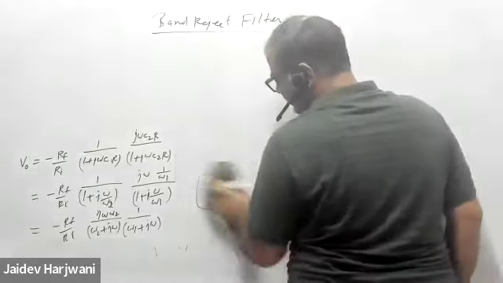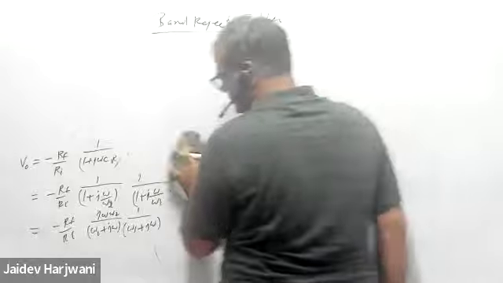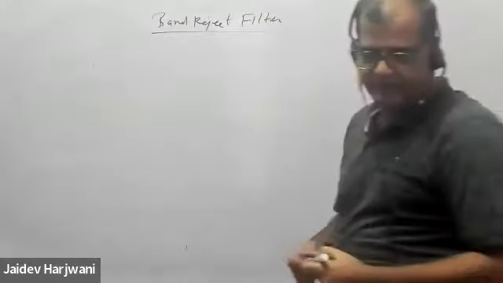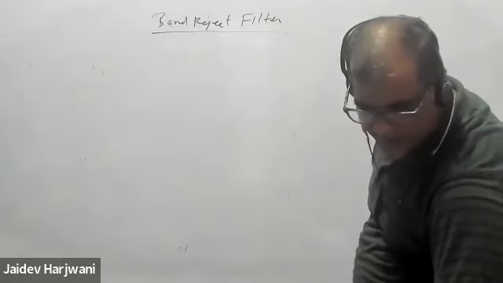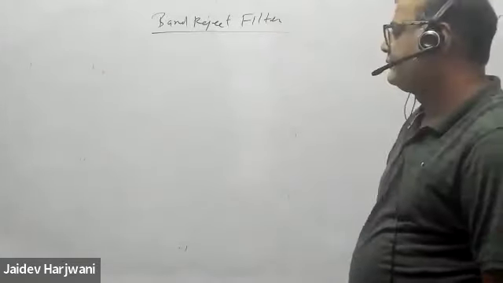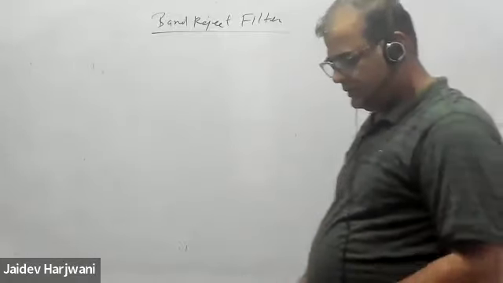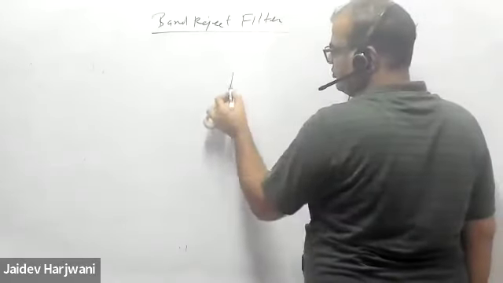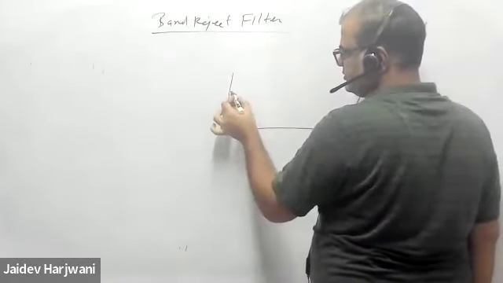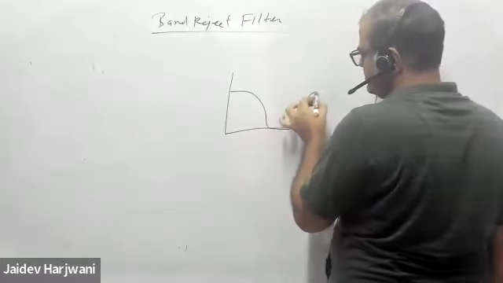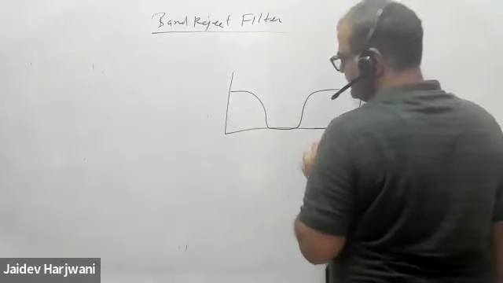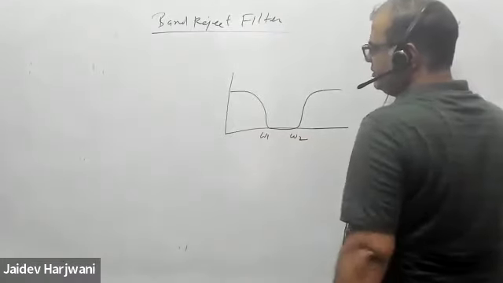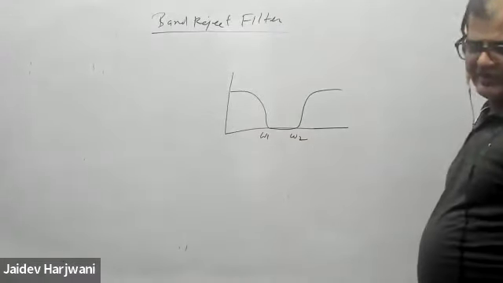Can anyone tell me how to make a band reject filter? How can we make a band reject filter? Tell me. Band reject means what? I want the output to look like this. That is omega 1 and that is omega 2. Now tell me how to make this kind of filter.